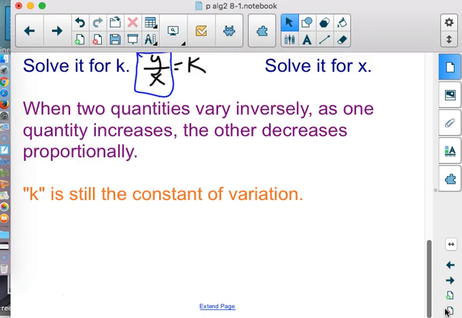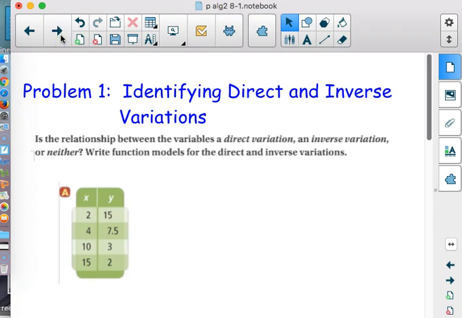All right, away we go, from start to finish. We have some data. There's little X and Y. They want to know, is the relationship between these direct? Is it inverse? Maybe it's neither, because not every relationship is direct or inverse. And then write a function that models that.